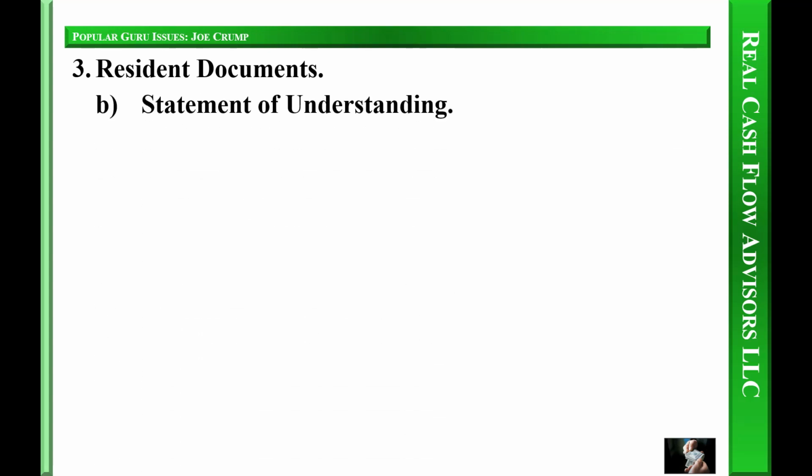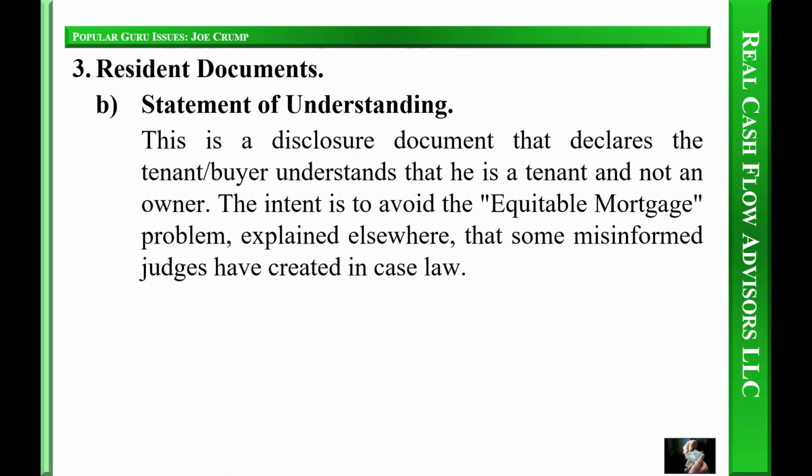Resident documents. Document B, Statement of Understanding. This is a disclosure document that declares the tenant buyer understands that he is a tenant and not an owner. The intent is to avoid the equitable mortgage problem explained elsewhere that some misinformed judges have created in case law. The tenant buyer signs this disclosure.